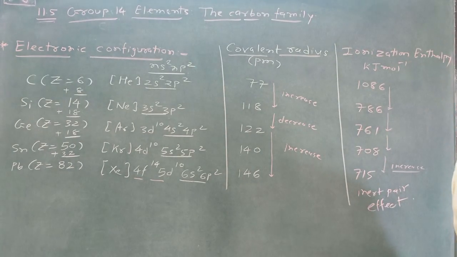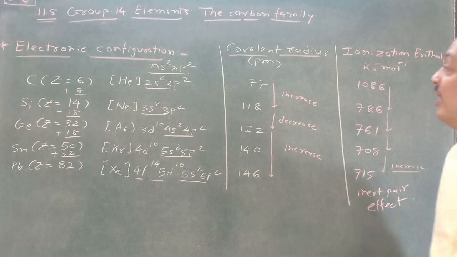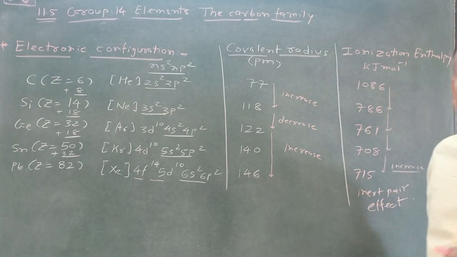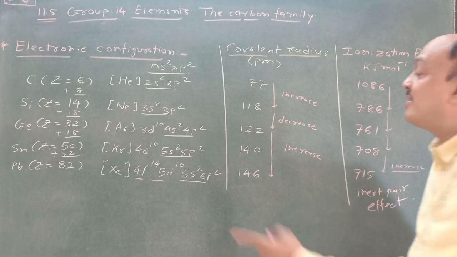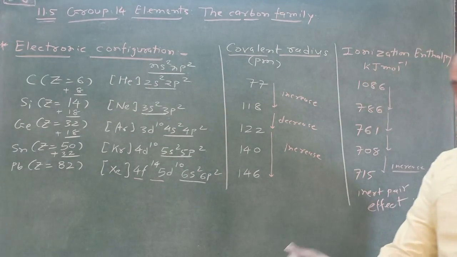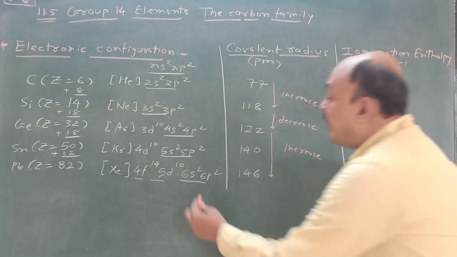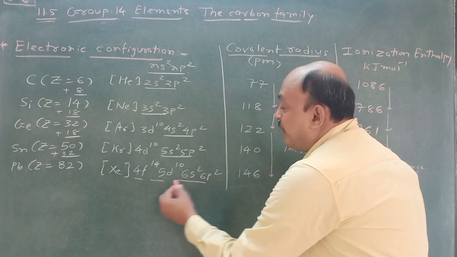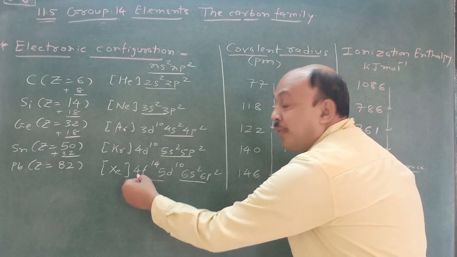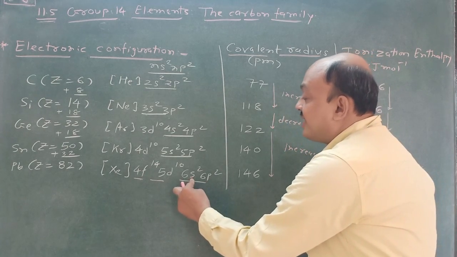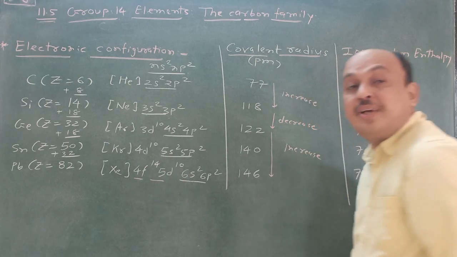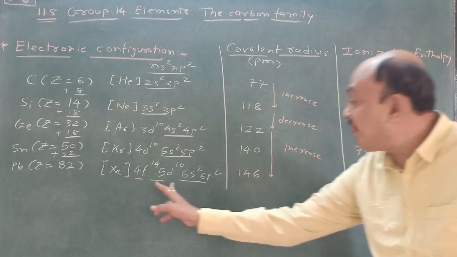But the inert pair effect, that topic you already learned in group 13 elements. That same result is observed here, and due to that we can say there is a poor shielding effect intervening. Intervening means what? For 6s2 and 6p2, the intervening orbitals are 5d and 4f. So first of all 6s is entered, then 4f, then 5d. So this is considered as intervening.